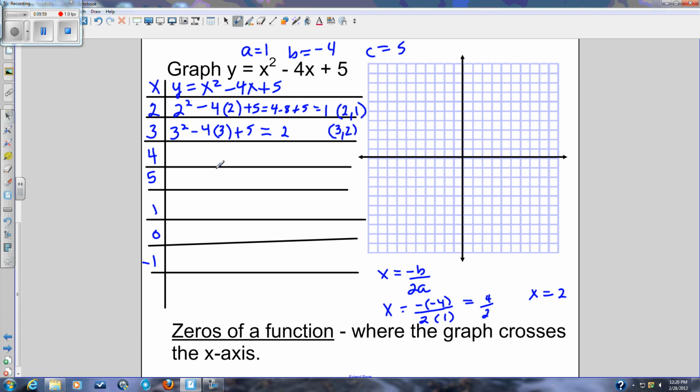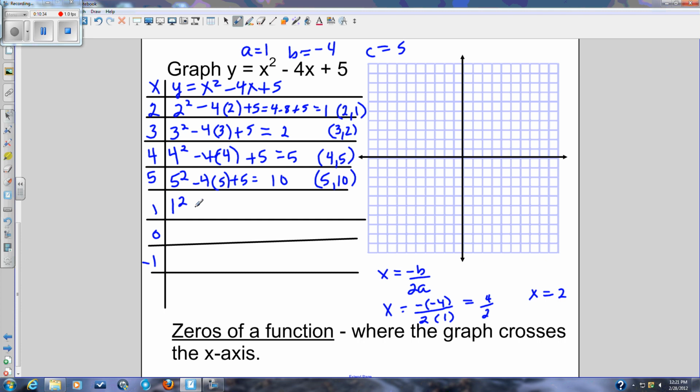Then we have 4 squared minus 4 times 4 plus 5. And we end up with 5. So our ordered pair is 4 comma 5. 5 squared minus 4 times 5 plus 5. That gives us 10. So we have 5 comma 10.